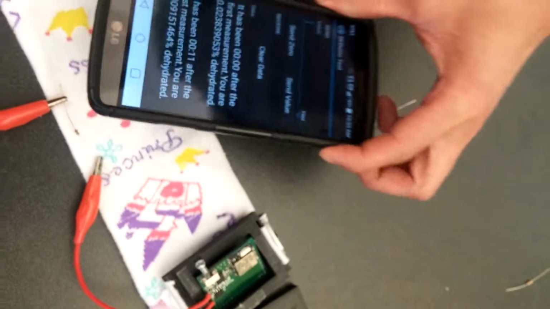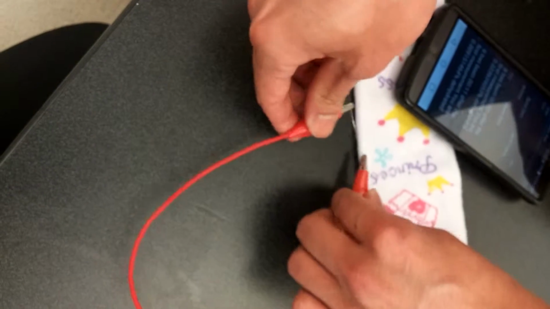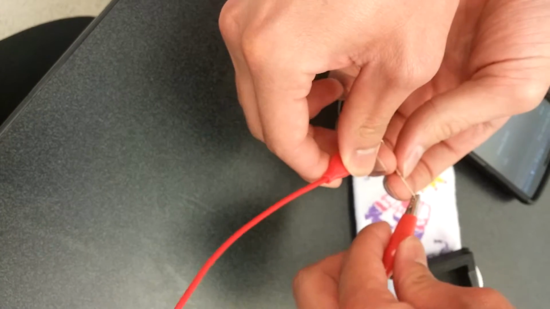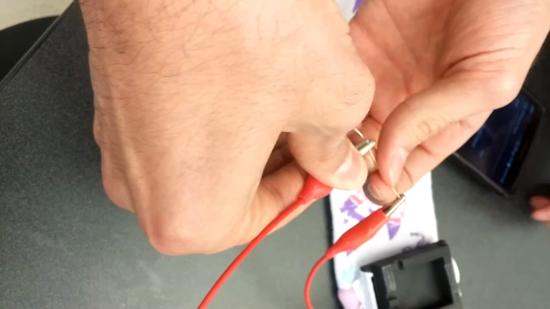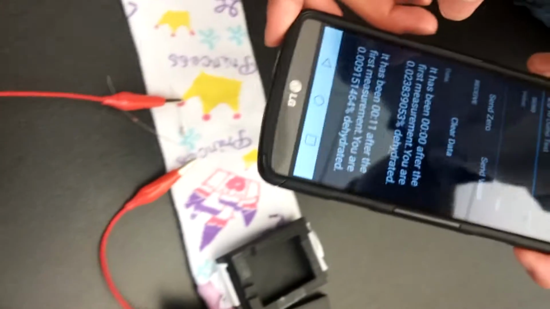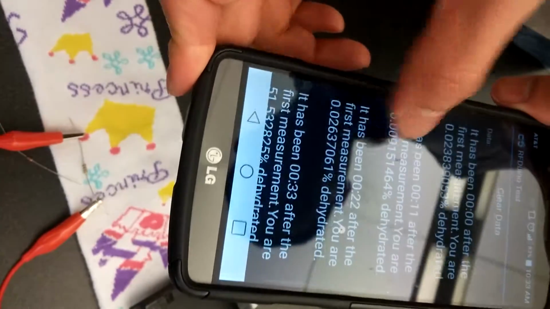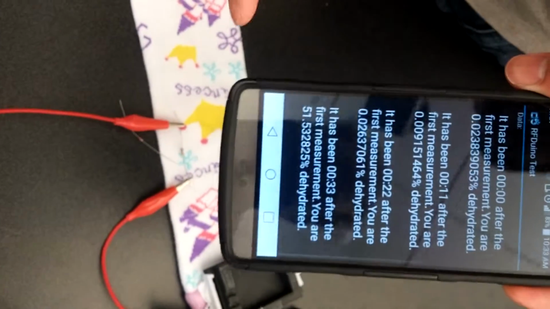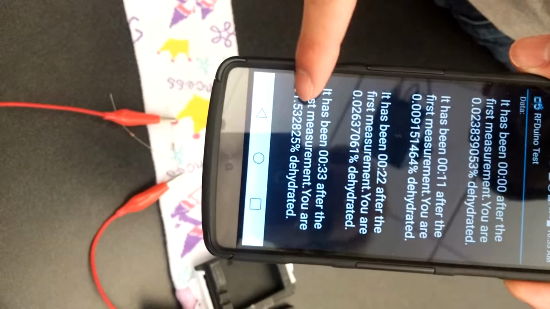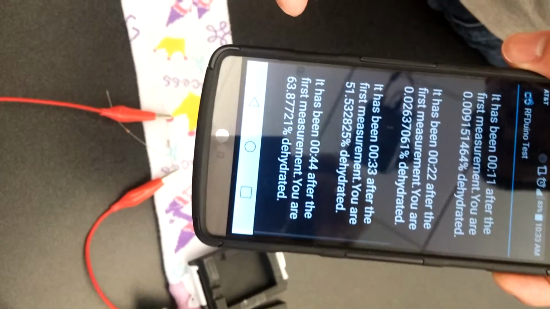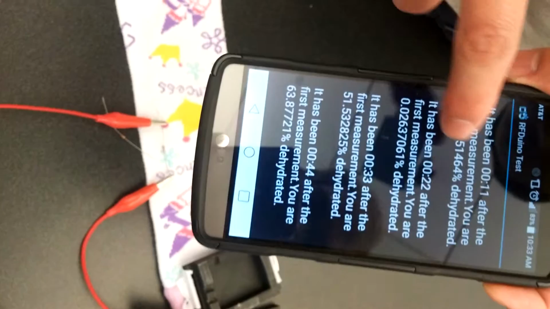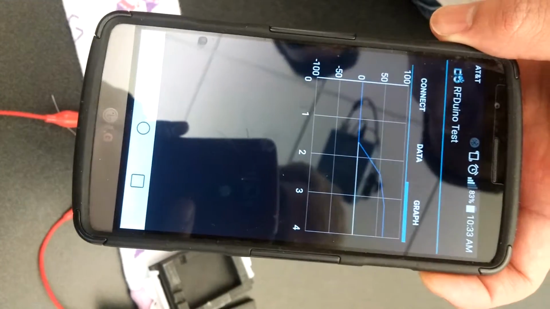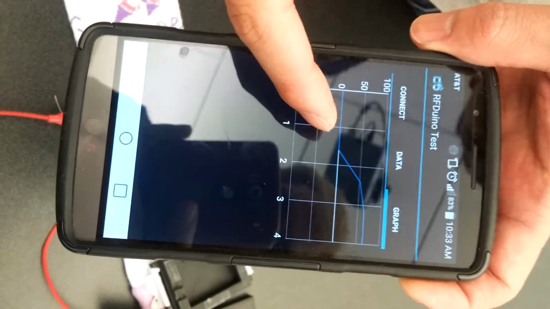So right now we're going to change the resistor to 1600 ohm. So we should be expecting a 60% change. Now we're seeing about 50%. 52%. Oh, we have 64% change, which is about right. On the third tab, we also have a graph which shows a graphical view of the percent change over time.